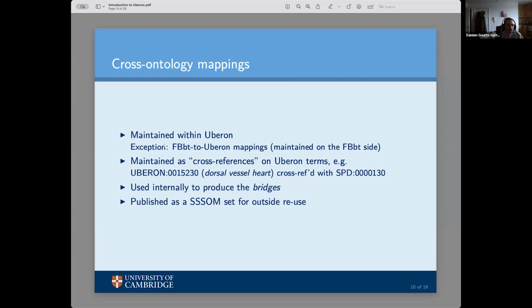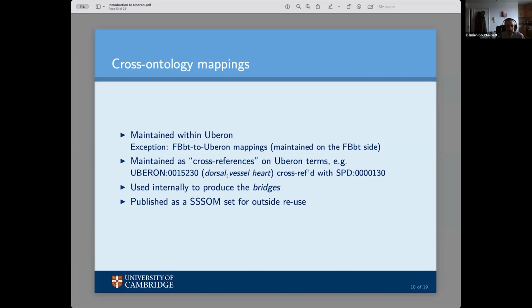For example, if we look at this mapping here, where Uberon 15,230, so that's the term representing dorsal vessel heart, is mapped to the term SPD 130 from the spider anatomy ontology. So this mapping means that SPD 130, that term in the spider anatomy ontology, represents the spider-specific form of Uberon's dorsal vessel heart term.